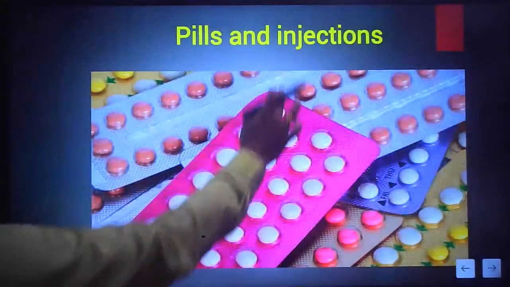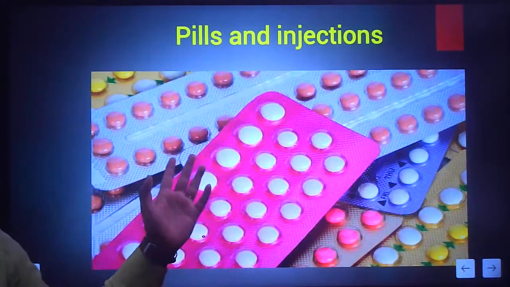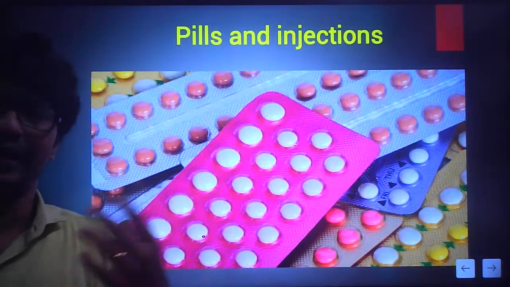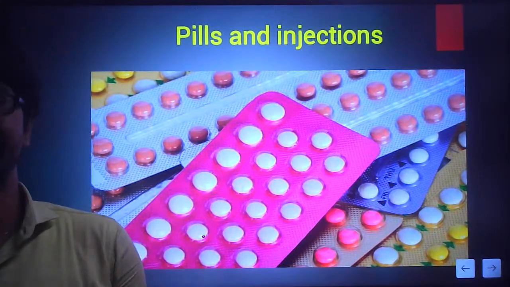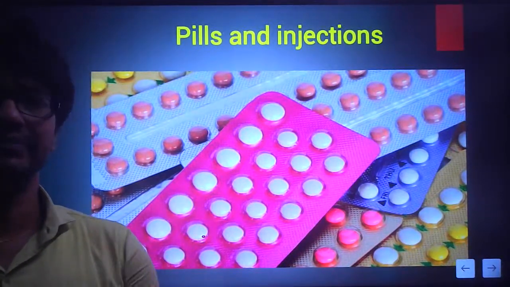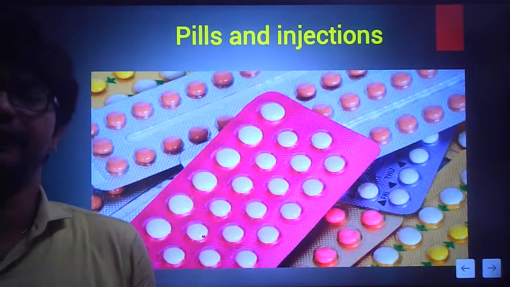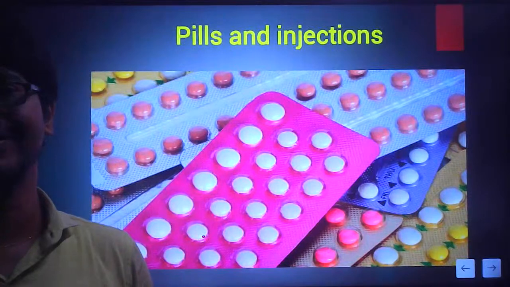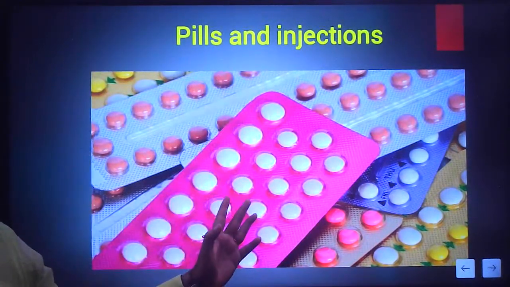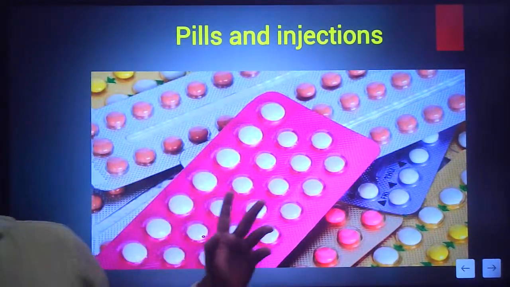Next, you could see the pills and injections. Sometimes there will be a disturbing factor, and they cannot carry the copper T. Sometimes they get irritation, sometimes excessive bleeding. The woman says, I'm experiencing a tough situation, I don't want to go with the copper T and all these things. She can go with the pills and injections. If she's comfortable with them, tablets are quite available right now. Pills or injections also can be taken.